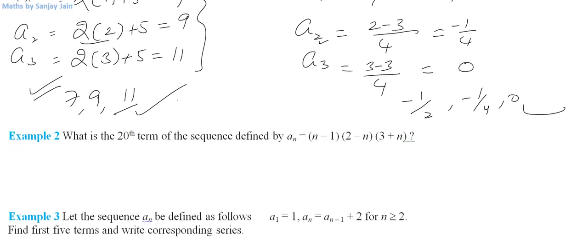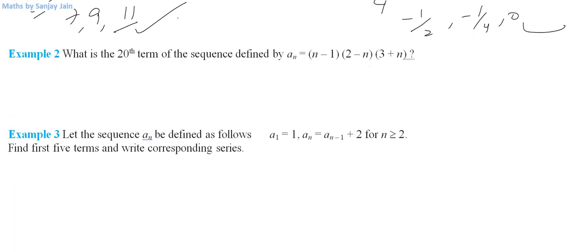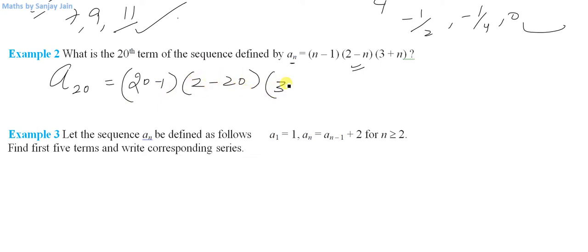Now I need to find the 20th term of this sequence, where a_n is given by this expression. So I just need to replace n with 20. So I need to find a20, and it will be equal to 20 minus 1. What I am doing is I am replacing n with 20 everywhere in the expression. So it will give me an expression like this, which is equal to 19 into, this is negative 18, and this is equal to 23.